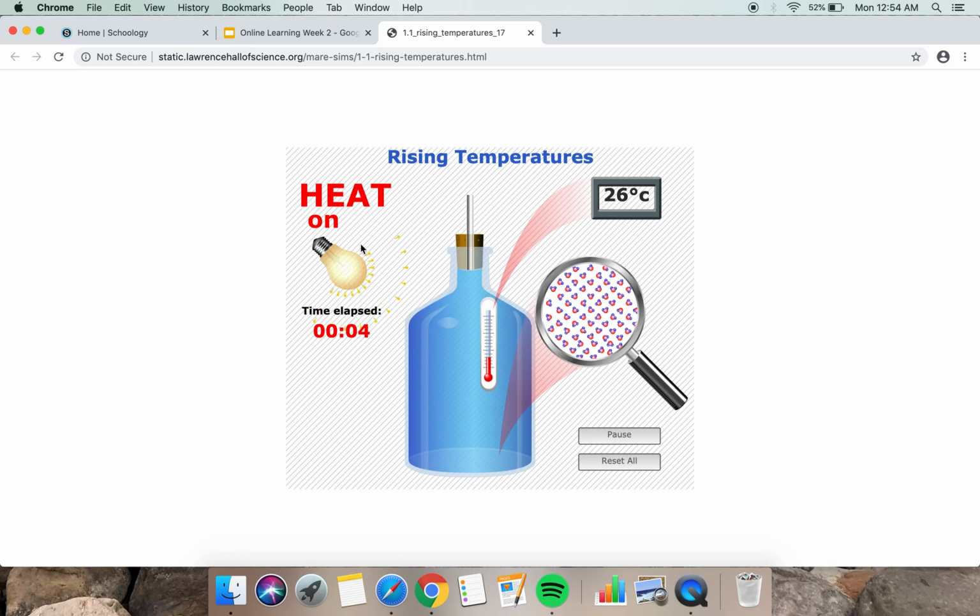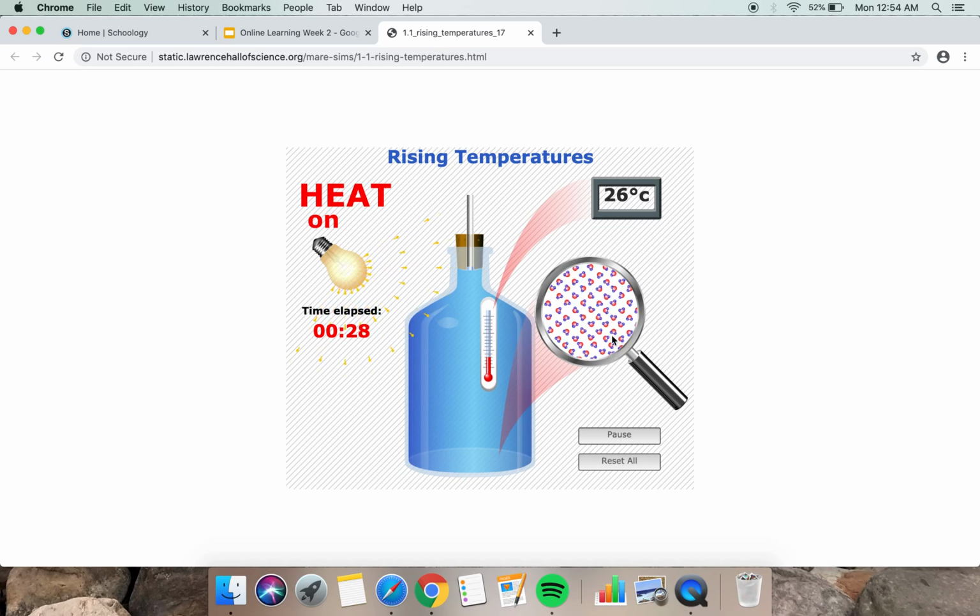So this lamp is transferring thermal energy. It's giving thermal energy to our beaker. And here's our thermometer, and you can see that the temperature will soon start to change. And these are the particles inside of our beaker.